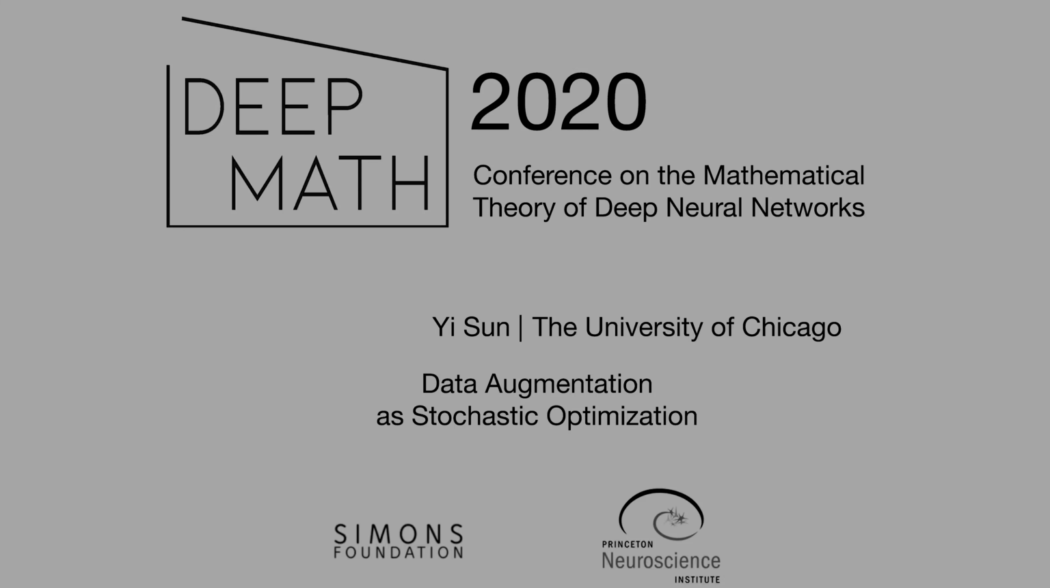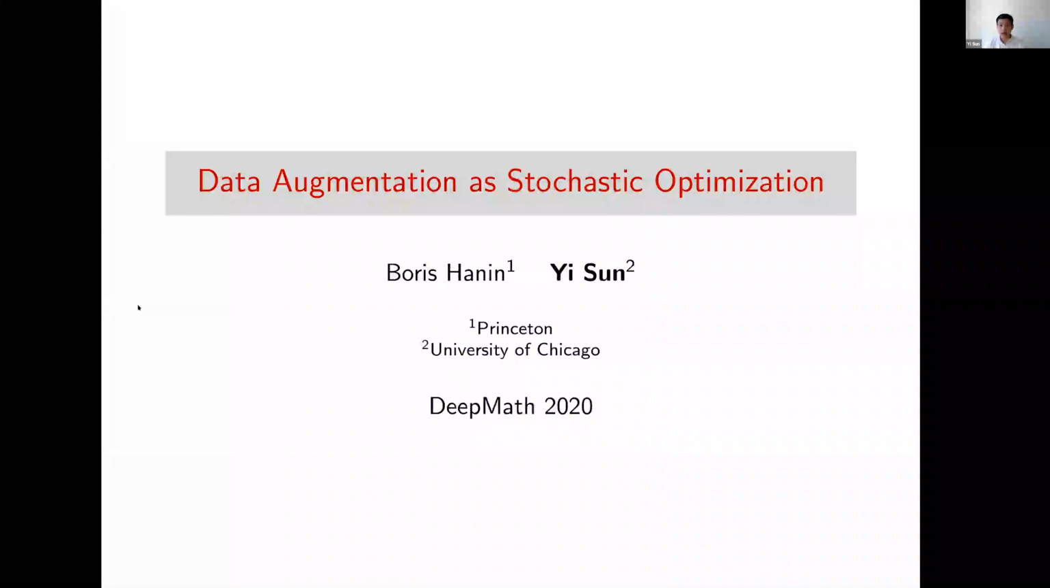Great. So the title of my talk is Data Augmentation as Stochastic Optimization, and this is joint work with Boris Hanin from Princeton.